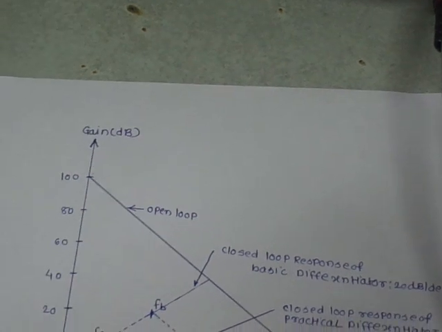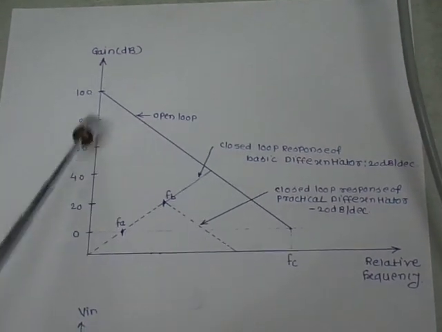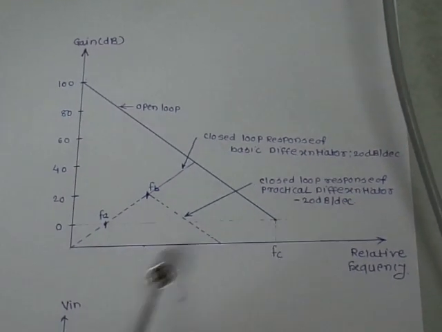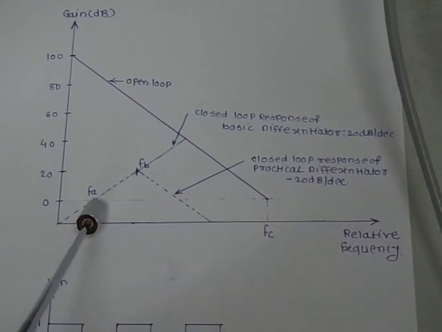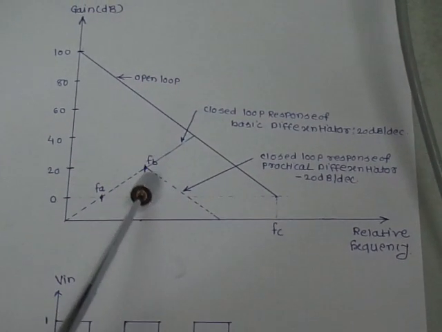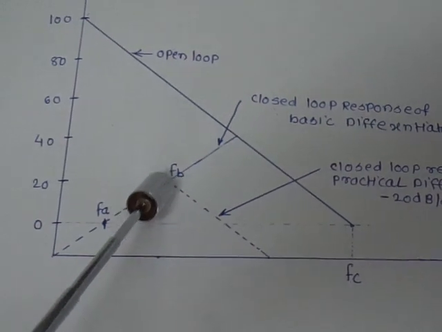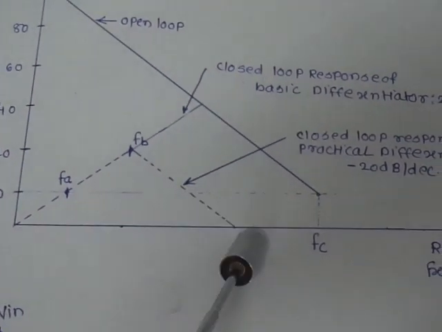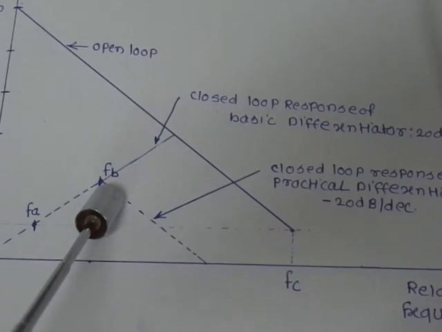The response of the differentiator we are getting is like this. This is the gain in dB and this is the relative frequency. This is the open loop response of the operational amplifier, and this is the closed loop response for a basic differentiator circuit, that is 20 dB per decade. This is the frequency FA at which the magnitude is 0 dB and the slope is 20 dB per decade. At F equal to FB, when we have connected a capacitive element in the feedback path for the practical differentiator circuit, after this frequency the gain starts decreasing. So this is FA and FB. Theoretically FA is 800 Hz and FB is equal to 16 kilohertz.